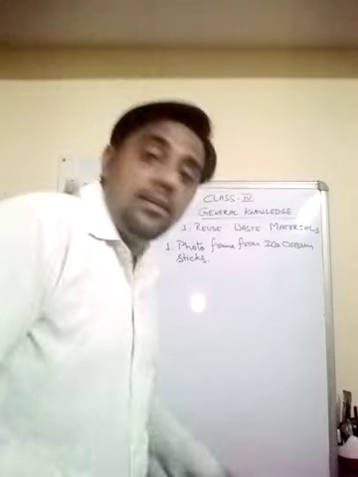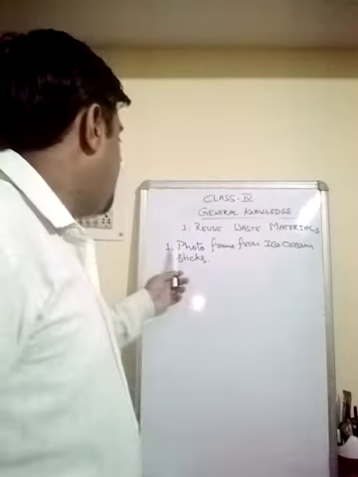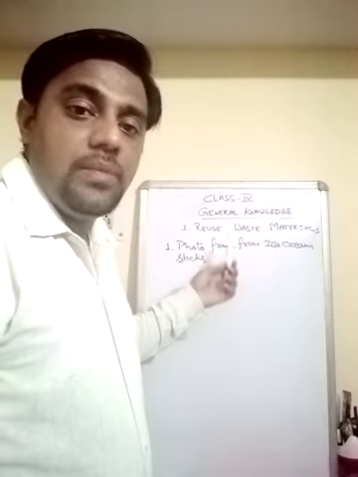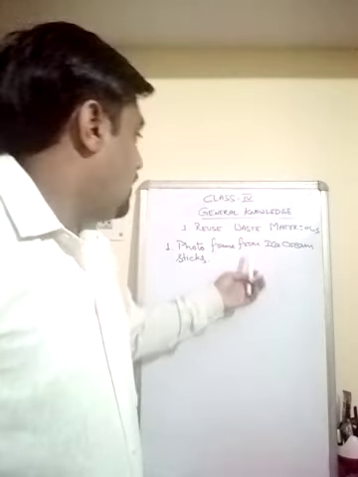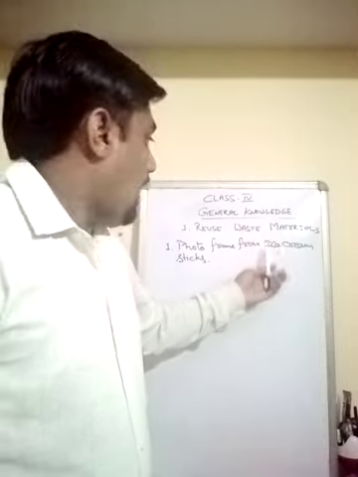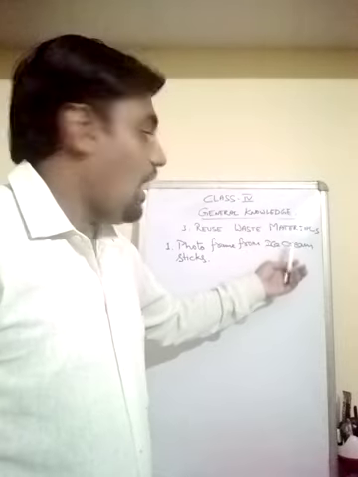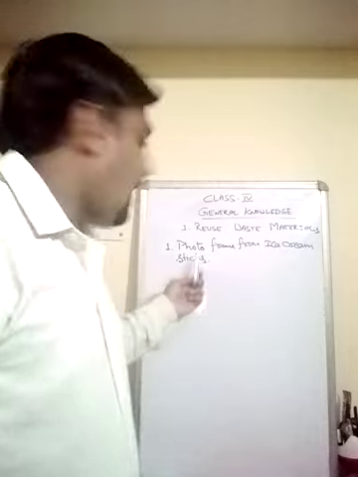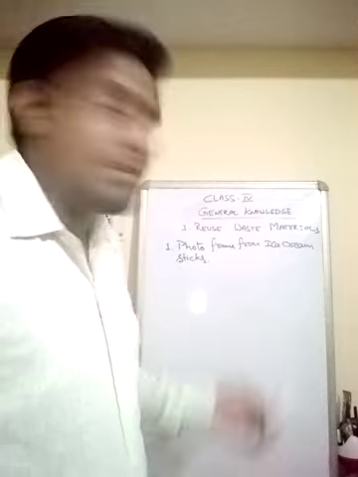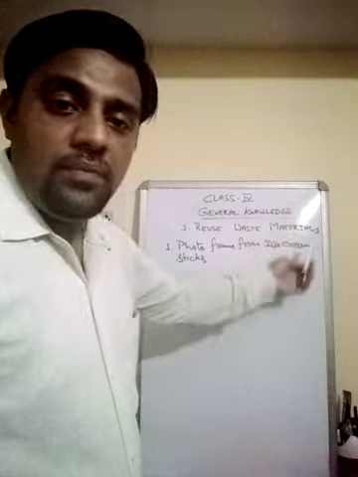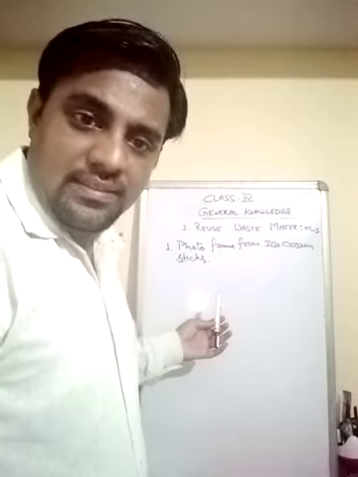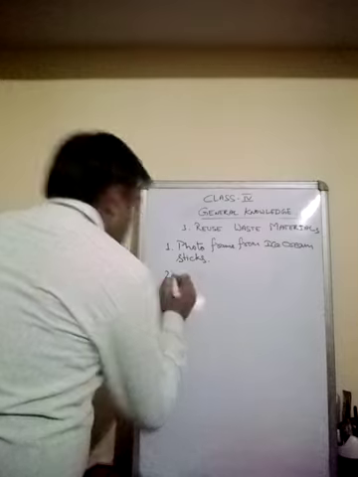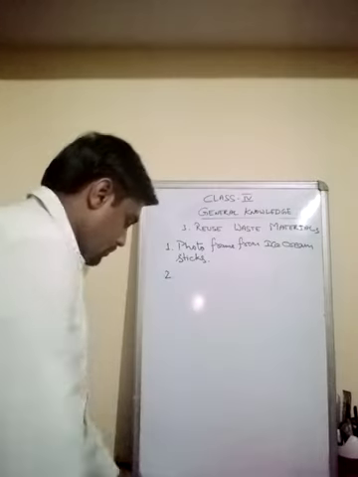Let's learn it spelling wise. PHOTO, photo. FRAME, frame, photo frame. FROM, from. ICE, ice. CREAM, cream, ice cream. STICKS, sticks, photo frame from ice cream sticks. I hope you understood this one. Now let's look at number 2.